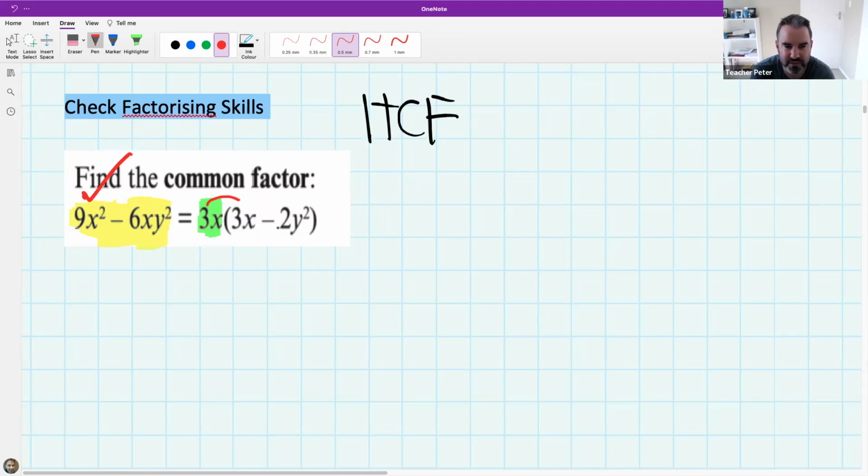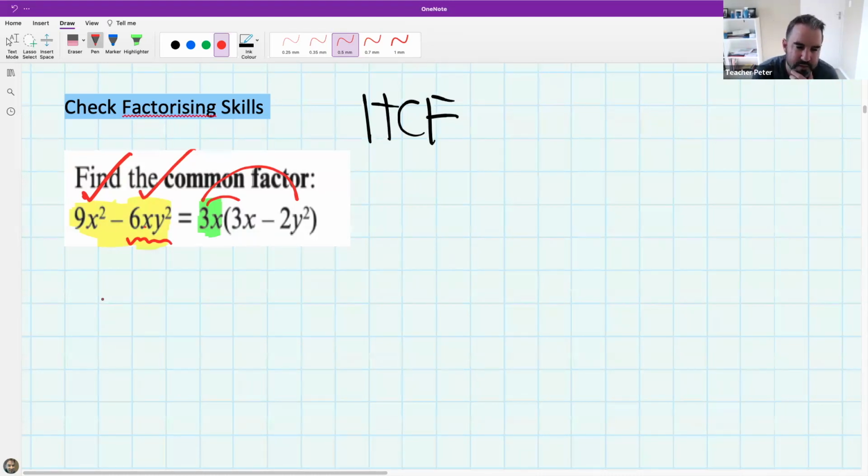But then we have to ask ourselves the same thing over here. If we have 3x taken out, what must we multiply by to get back to this thing? And so 3 times minus 2 gives me minus 6. x times something gives me x, and then there's the y squared. This is called factorizing with the highest common factor.